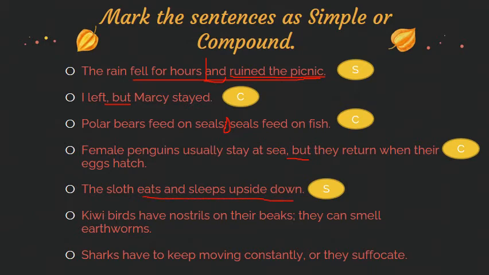Yes, that's right. Kiwi birds have nostrils on their beaks; they can smell earthworms. Also, you notice that here I have a semicolon, and before it I have an independent clause, and after it I have an independent clause, then it makes a compound sentence. The last one: Sharks have to keep moving constantly, or they suffocate. Also, I have a comma with the conjunction "or." Before it I have an independent clause. After it I have an independent clause. Then they make a compound sentence.